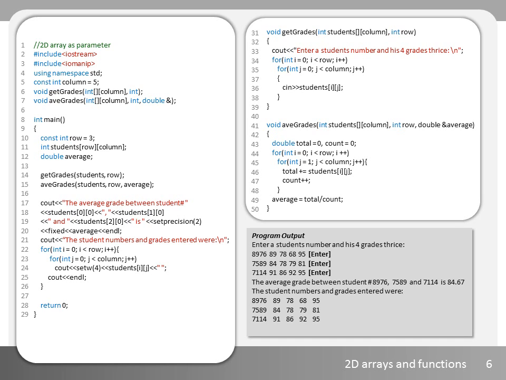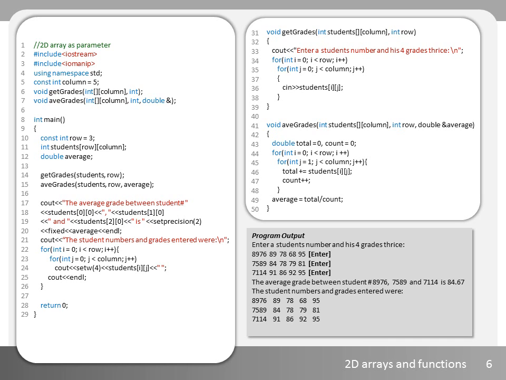To get a quick overview of what this program does, it's going to get the student number and the last 4 grades of this student, and then the program will calculate the average grade between all the ones entered. On line 11, there's a two-dimensional array of type integer declared with 3 rows and 5 columns to hold the student numbers and their grades. Then a double variable called average is being declared to hold the average of the grades. Next, there's a call to function getGrades with the two-dimensional array students being passed and the variable row.